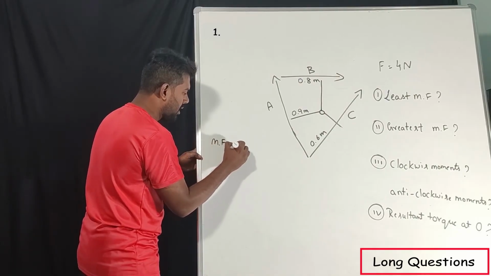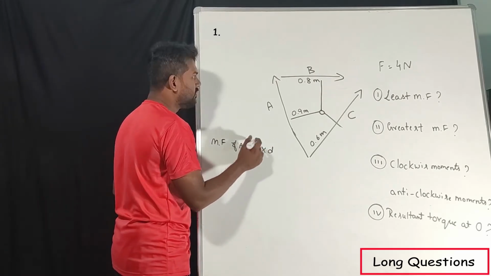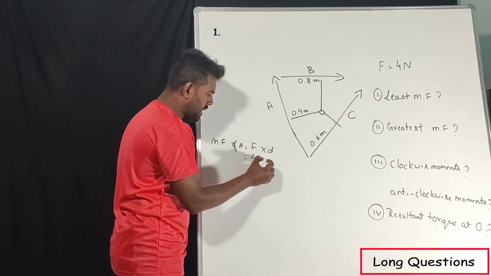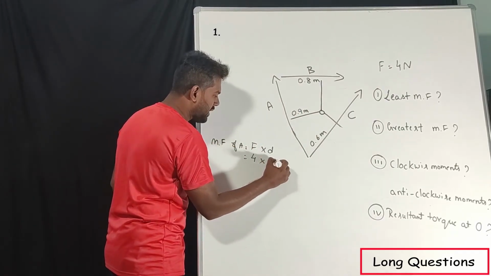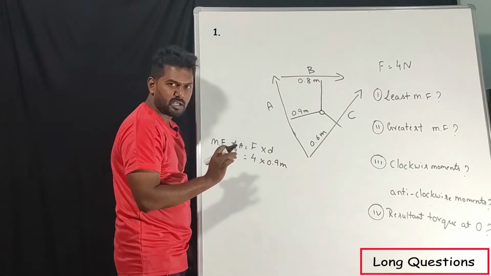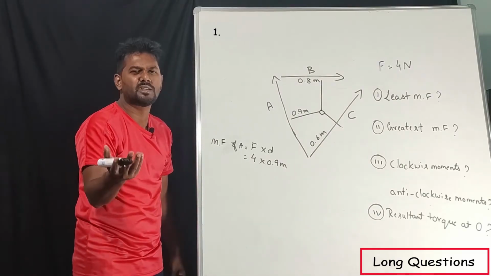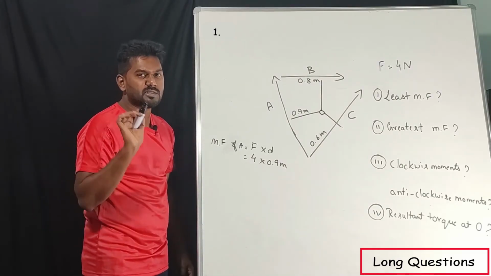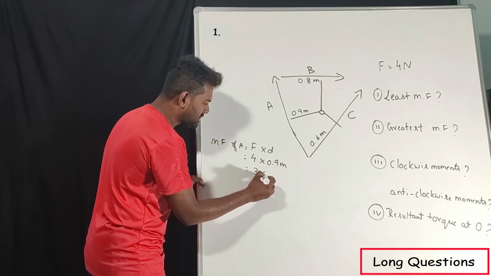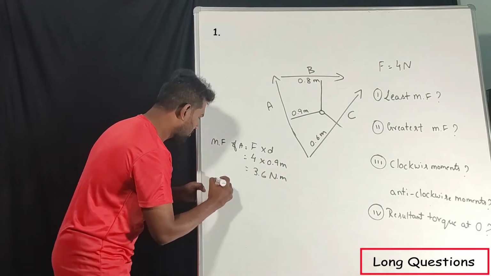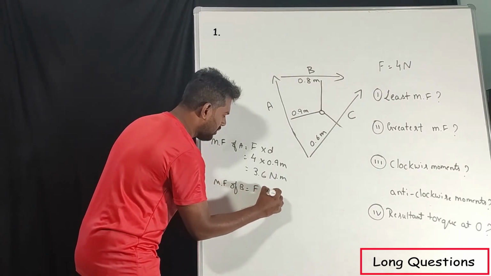Moment of force of A is equal to force into distance, correct? What is the force? Force is 4 Newton, and what is the distance of A? 0.9 meter. If they have given it in centimeter, you have to convert into meter, then only you will get the proper answer. Anyhow, if you have the numbers, you will get an answer, but whether it is correct or not is important. So 4 nines are 36, that is 3.6 Newton meter.